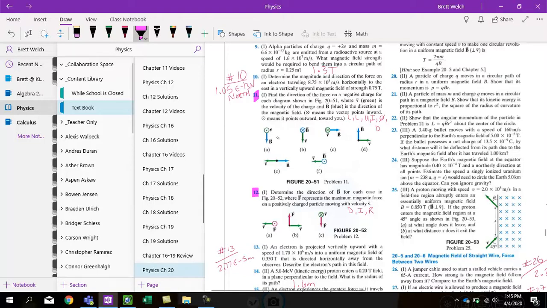So on part A, do this with me. Point your fingers straight at your nose, okay? With your right hand. Remember, this is a right hand rule. So point it right at your nose, okay? That means it's coming out of the page at you.